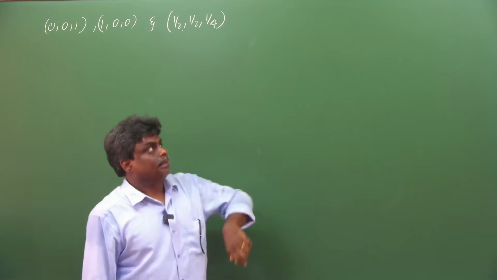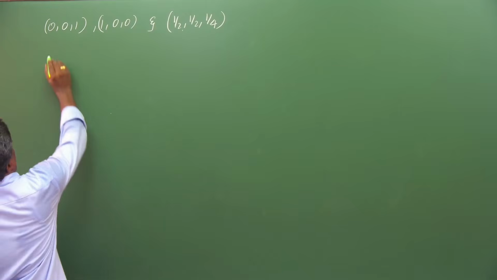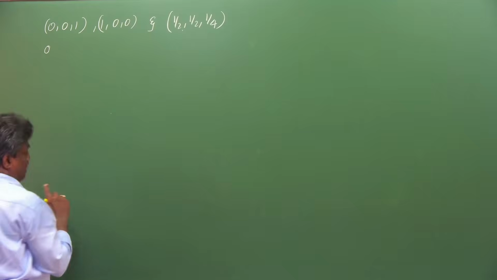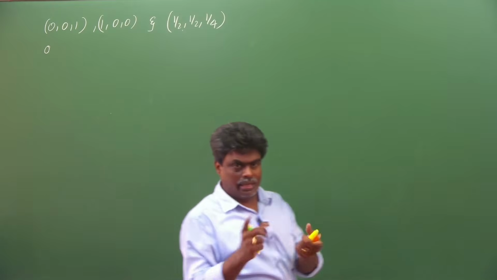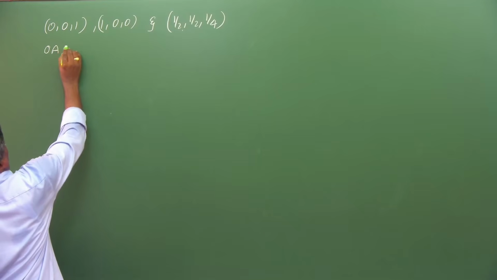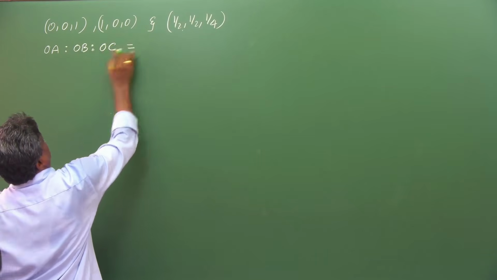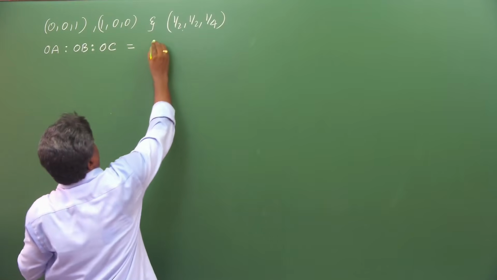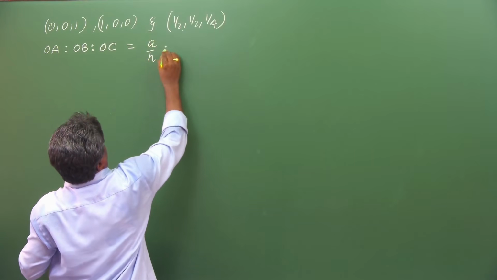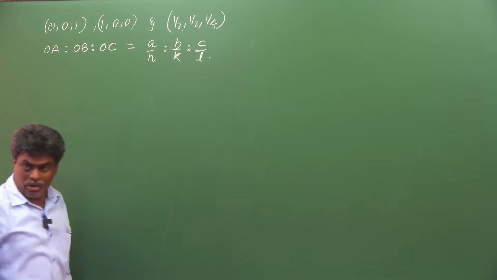Everyone, please listen. So here we know one thing. They are asking Miller indices. Any equation you can take, intercepts or Miller indices, anything you can take. OA is to OB is to OC. That means this is the ratio of intercepts. A by H, B by K, C by L, yes or no?